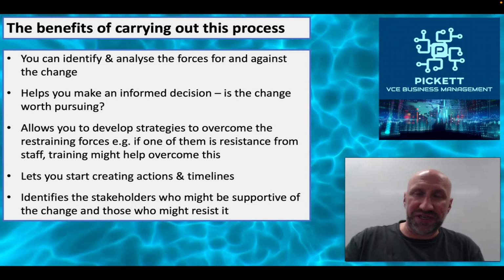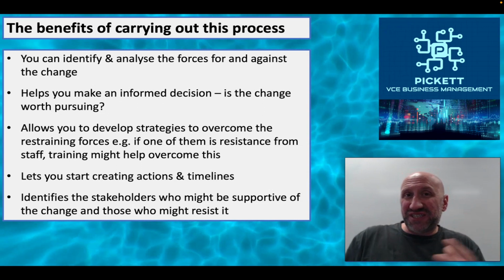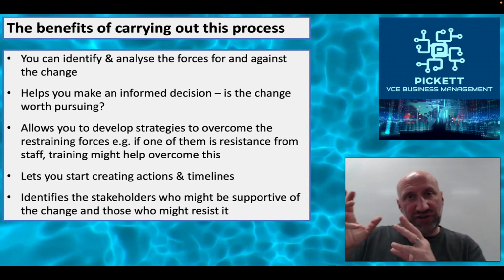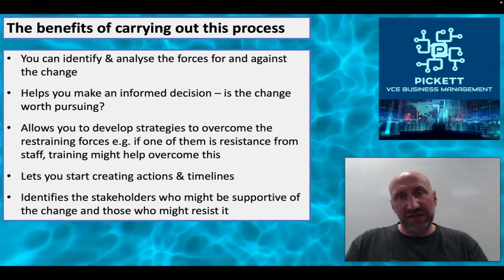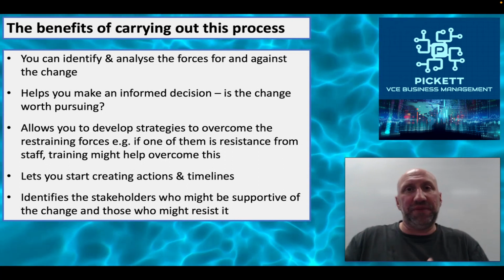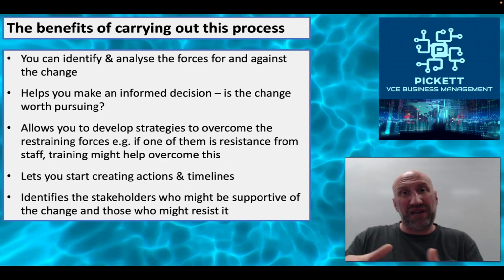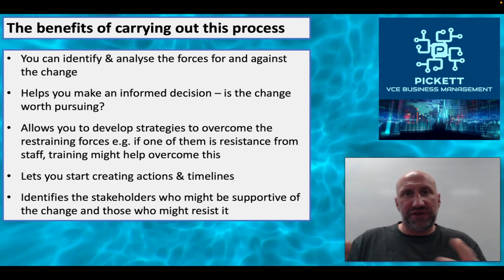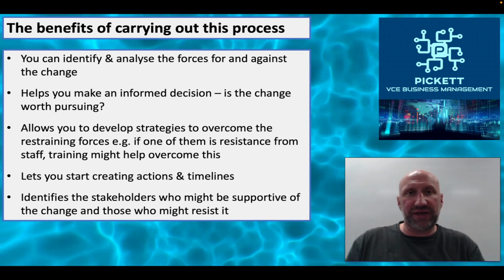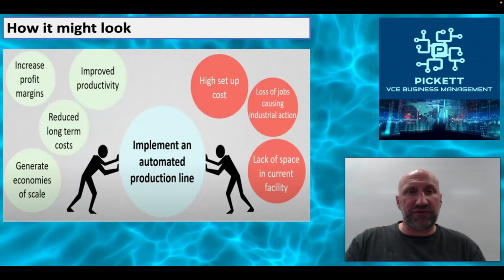And if you can identify who the resistors are going to be, it allows you to really focus certain strategies on them to help them overcome their resistance so they become less of a restraining force than they might otherwise be. Okay, so that's the benefits of actually going through this process.